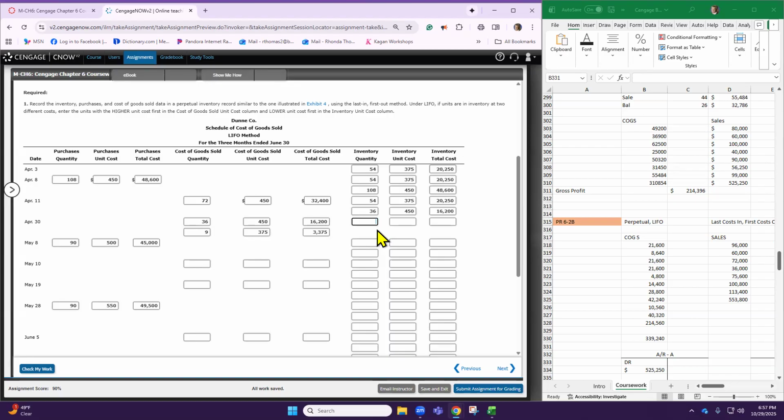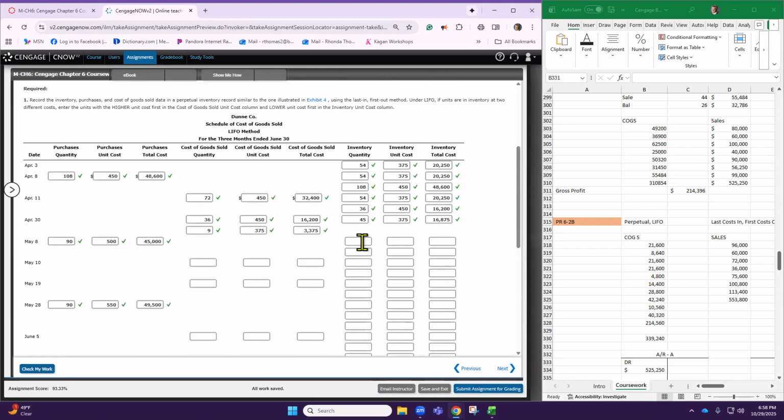So how many do we have left of the 375? Be careful, we had 54. We're going to subtract 9, so we have 45 remaining at a $375 cost. Okay, so 45 times 375, 16,875. We might check our work.